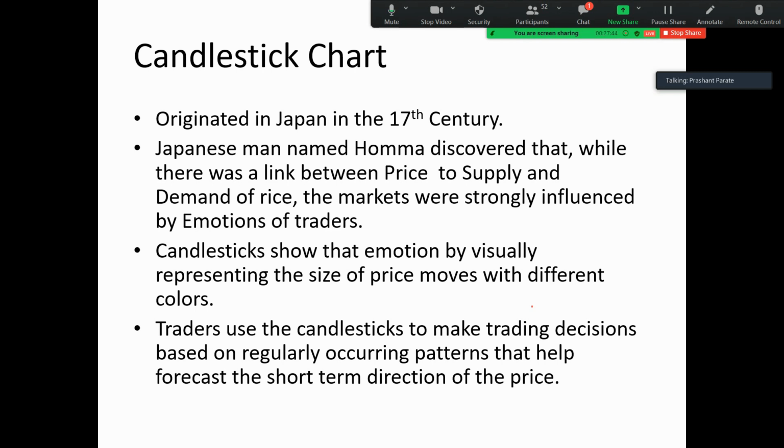Traders use candlesticks to make trading decisions based on regularly occurring patterns which help to forecast the short term direction of price. Short term depends on the time frame used on the chart. It can be short term for intraday, for a week, for a few weeks, or for a few months to years.